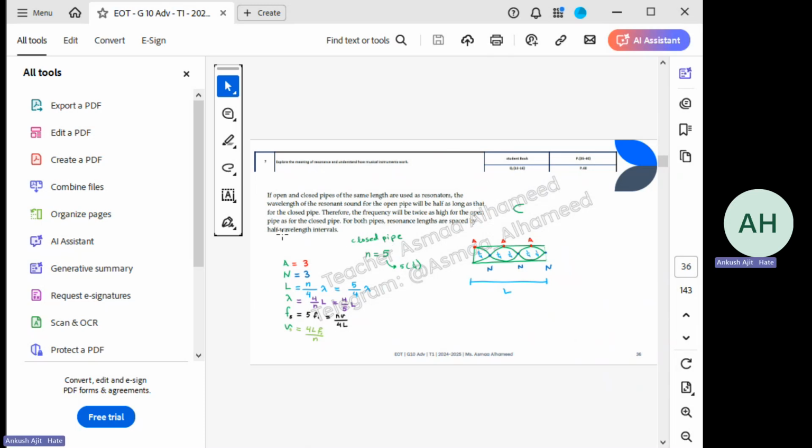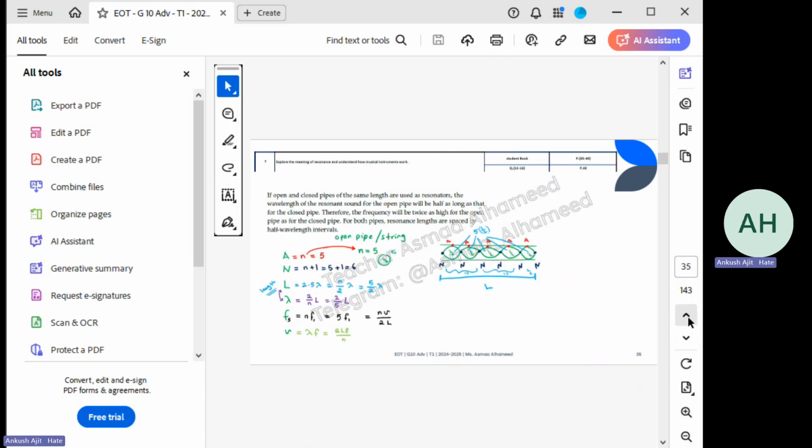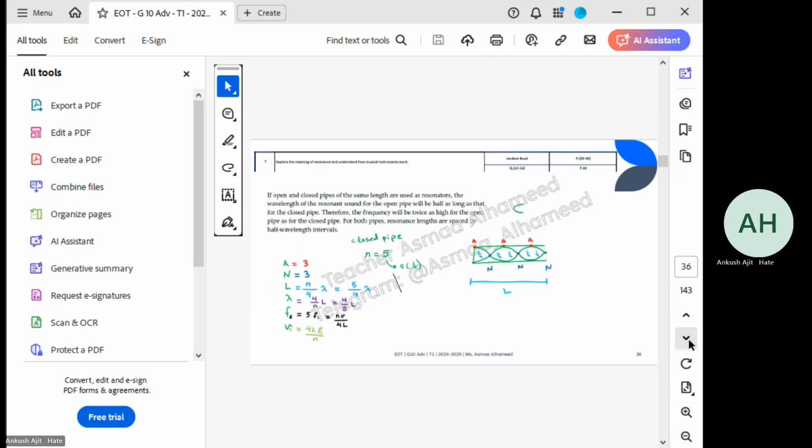This is for the closed pipe. In the closed pipe, antinodes and nodes will be the same. You see here? For the open pipe, your nodes are one greater than your antinodes. In the closed pipe, both are the same. So accordingly, you will take the formula. Formulas will be given there.